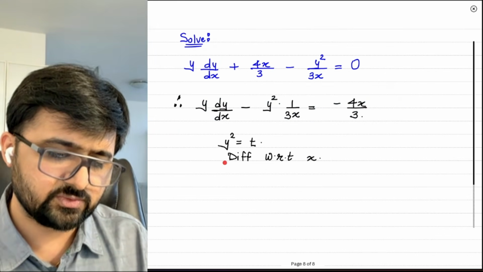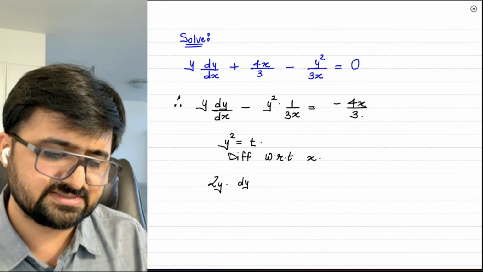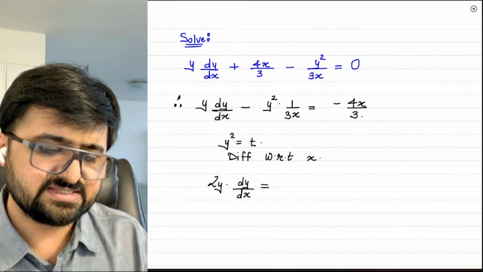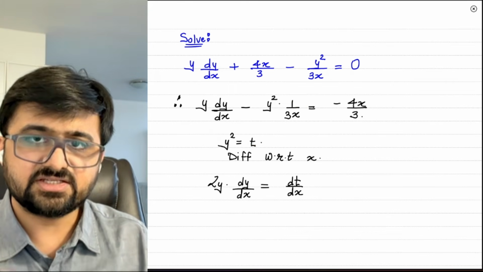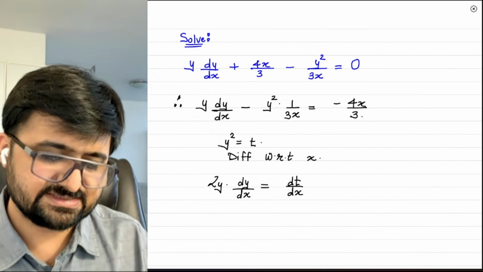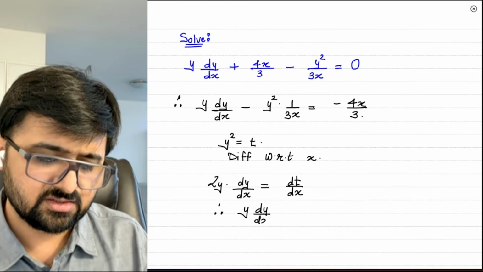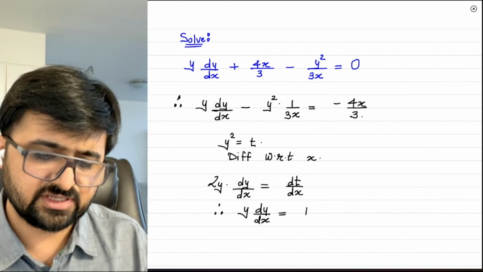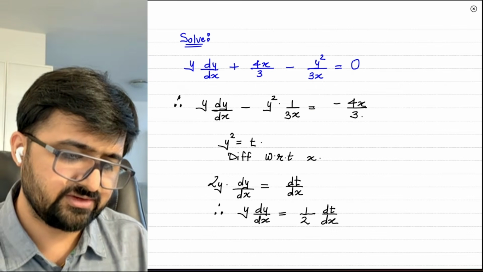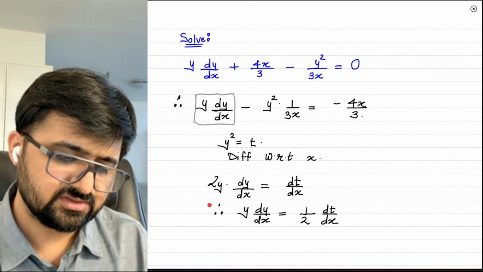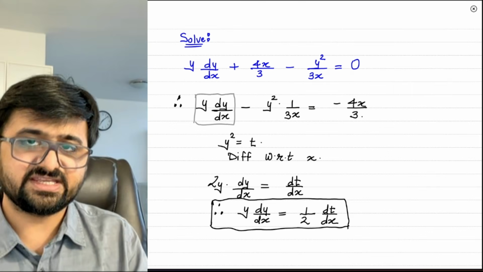So if you differentiate with respect to x, the derivative of y square with respect to x is 2y into dy by dx, which is equal to the derivative of t with respect to x, dt by dx. The term that I'm looking for here is y dy by dx. You can just divide by 2, so you'll get y dy by dx is half dt by dx.